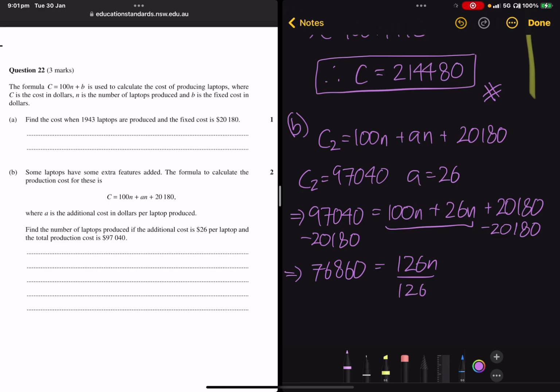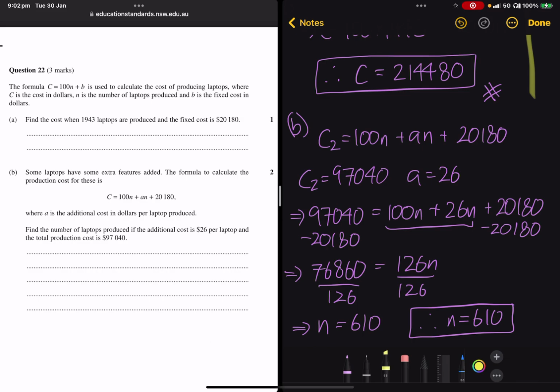Divide both sides by 126. This gives us n is equal to 76,860 divided by 126. The calculator tells me this is 610. And this is an exact value. So therefore n is 610. And this means that 610 laptops were produced under these conditions.